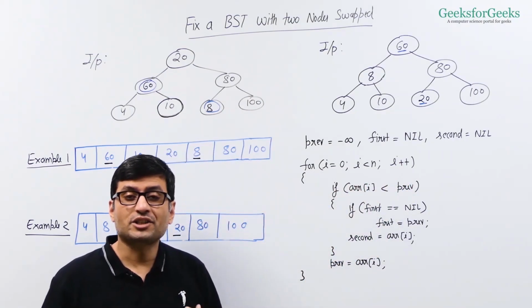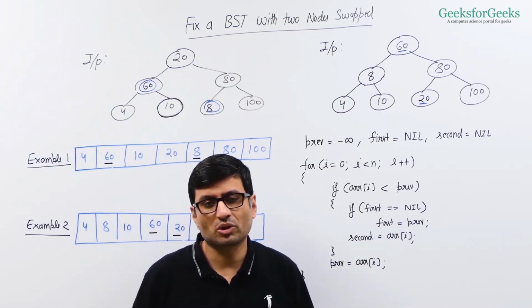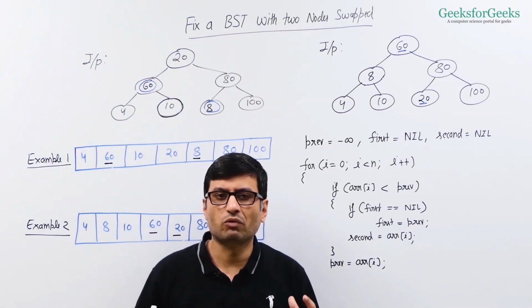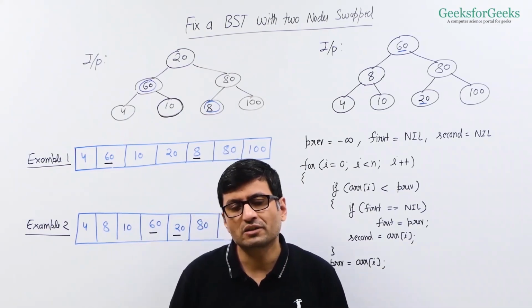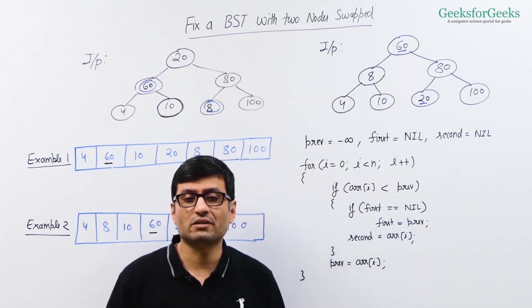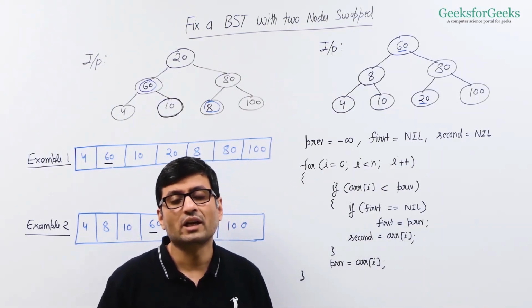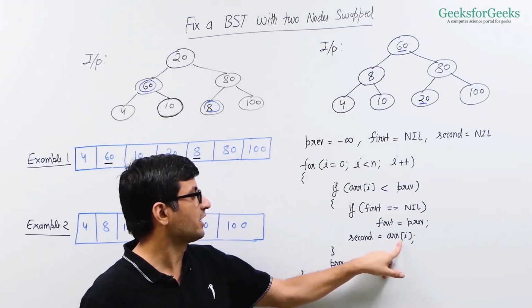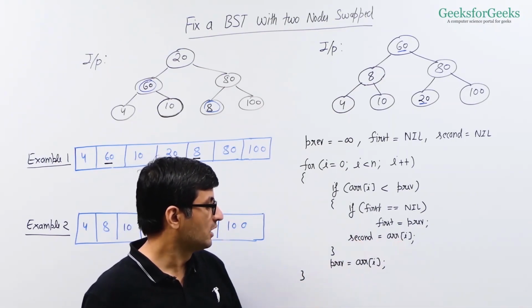Every moment I check if array I is smaller than previous. Because if array I is smaller than previous, that's where we have a violation. If there is a violation, then we check if first is nil. If first is nil, then we make first as previous. And we always make second as current node, right? Array I. Second is always set as current node.